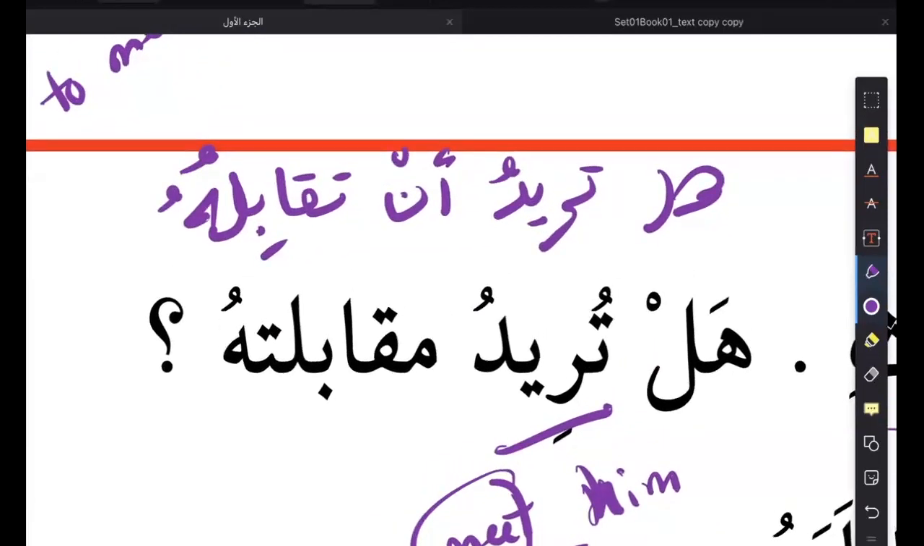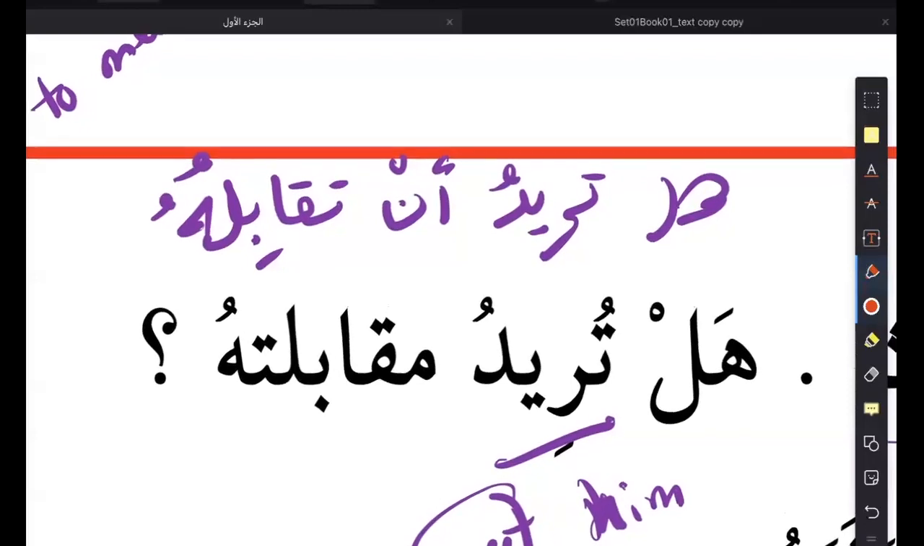Can you find the problem? I'll give you a hint. The problem is with the grammar. Everything else is fine. Only the grammar is a problem. And we discussed this issue before. The verb is not nasb. Excellent.